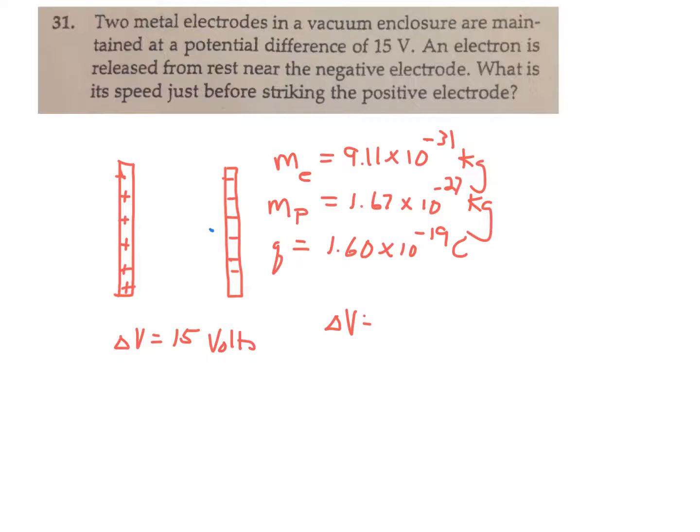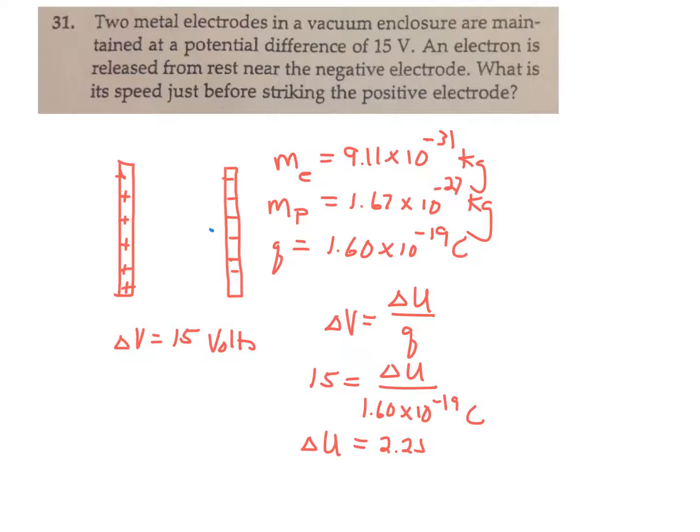Delta V equals delta U, potential energy, over Q. What's going to happen here is there's going to be a loss in potential energy transferred into kinetic energy. So we can figure out what delta U is going to be here when this electron goes from one plate to the other plate, because delta V is 15 volts, potential difference, equals delta U over the 1.60 times 10 to the negative 19th coulombs. So delta U is 2.25 times 10 to the negative 18th joules.